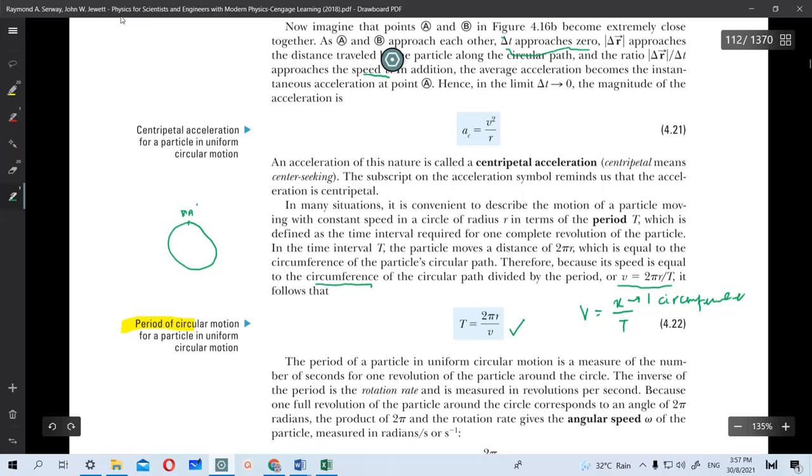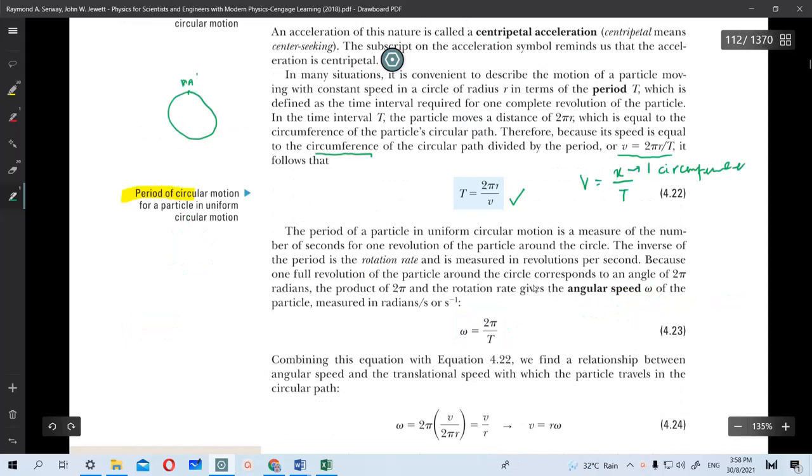If you have a hard time remembering this expression, just go with this one: the distance, one circumference, divided by a period, and then rearrange it. Now we have another quantity, what we call angular speed. So we have speed and we have angular speed. Speed is a measurement of the distance traveled divided by the time to complete that travel distance.